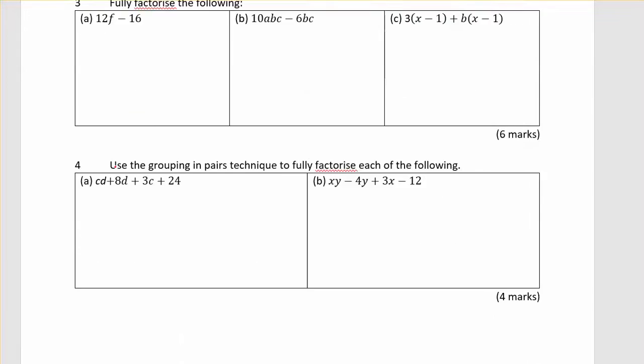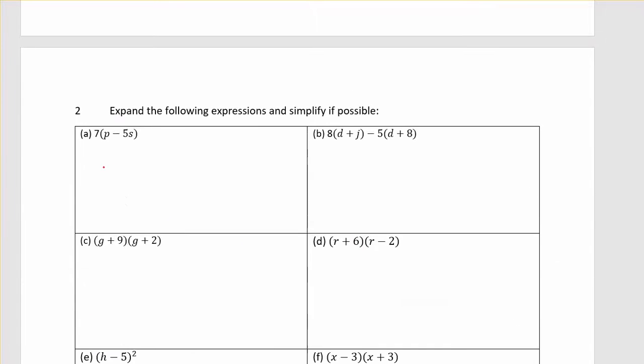All right, so question 1 we don't need to cover. Question 2 we do. It says expand the following. So I'm going to just use the rainbow. So 7 times P and 7 times negative 5S. 7 times P is 7P. 7 times negative 5S is negative 35S.